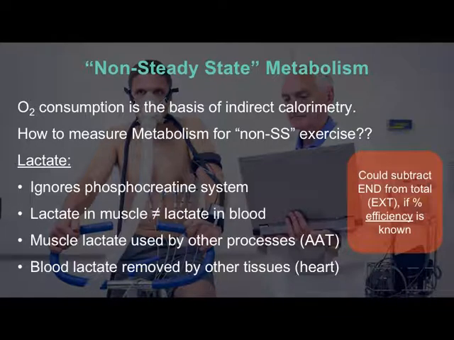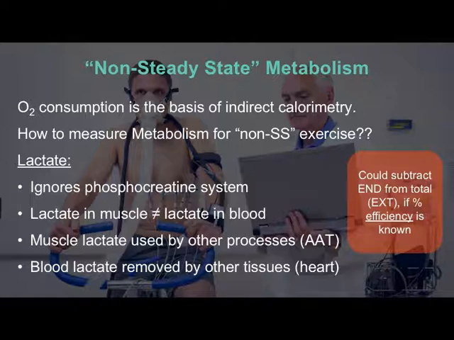Since we had the conversation about efficiency last class, what we could do is, if we know all of the work that was done, and we measured VO2 and we knew the aerobic work that was done, the difference between those would have to be non-steady state. It would have to be glycolytic, substrate level phosphorylation. We could figure out the difference.